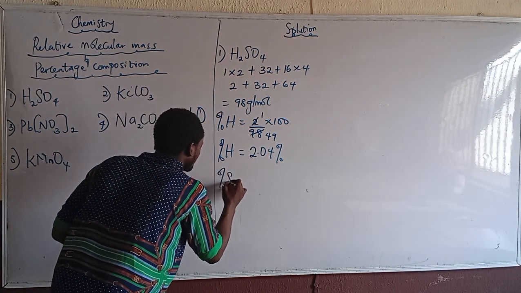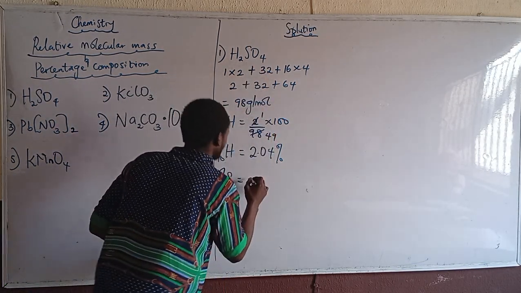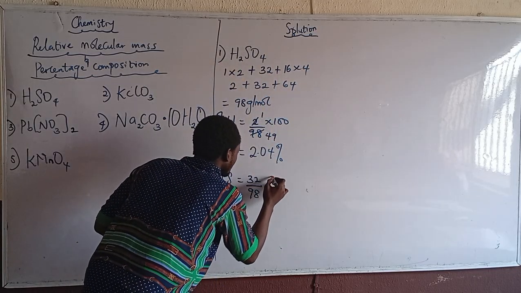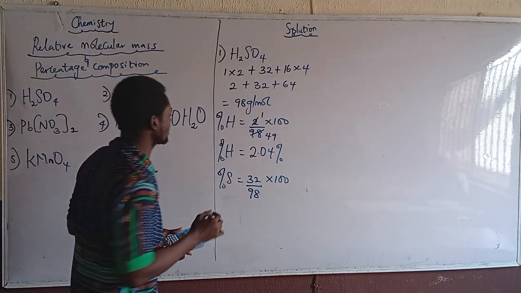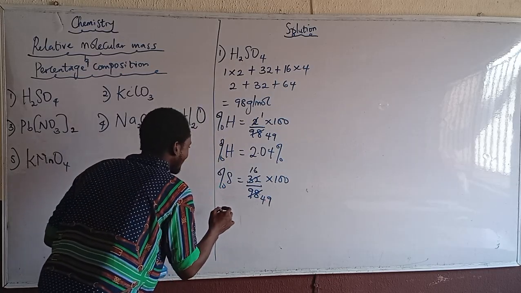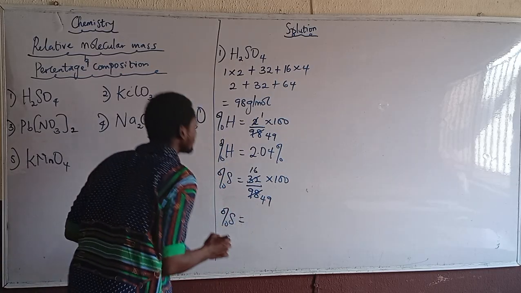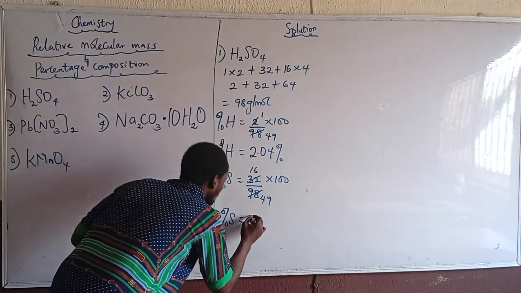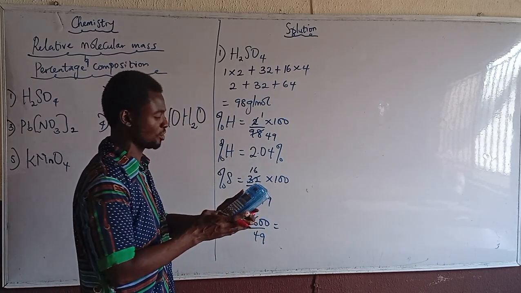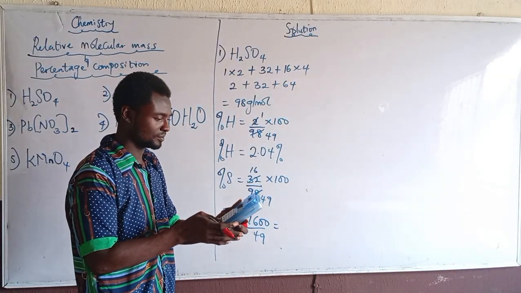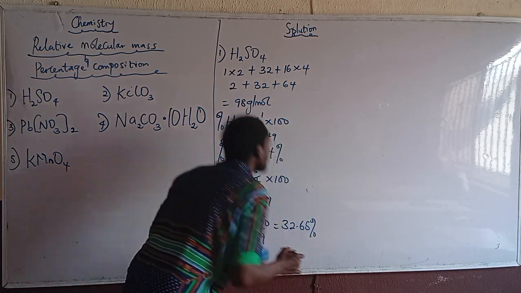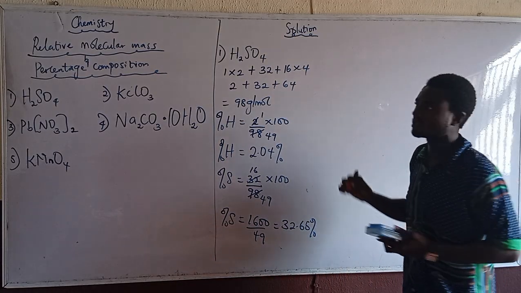And I move to sulfur. Percentage composition of sulfur. Sulfur is 32 divided by the molar mass, that's the total, which is 98, then multiplied by 100. So I can say 2 here will give me 16, 2 here will give me 49. So percentage composition of sulfur becomes 16 multiplied by 100 is 1600 divided by 49, that becomes 32.65%.